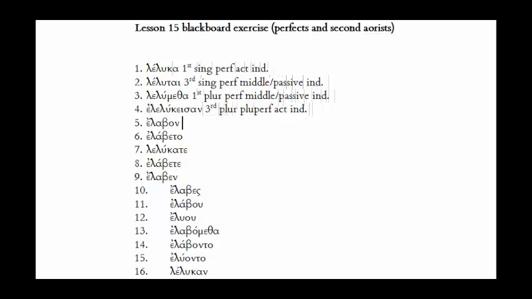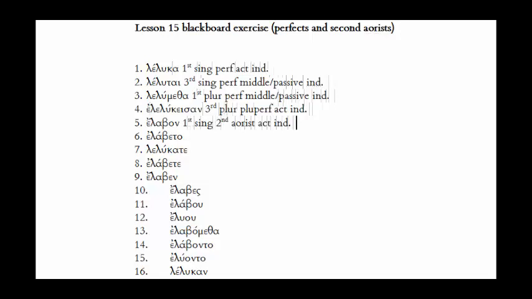Okay, so elabon is what form there? It's your first singular aorist, and I should probably specify it's a second aorist. No difference in meaning, of course, between the first and second aorist. It's just that some verbs take a first aorist and some verbs take a second aorist. This happens to be one that takes a second aorist. Okay, so first singular, second aorist, active, indicative.